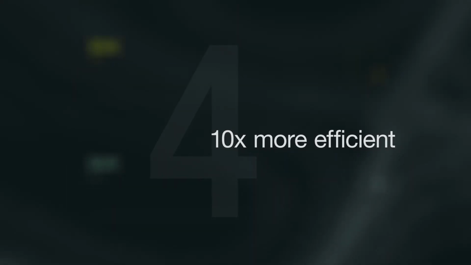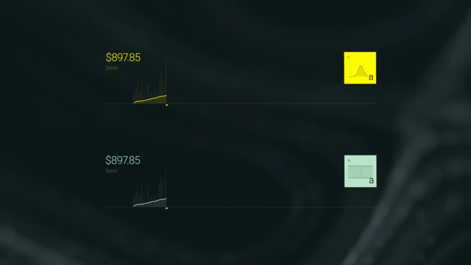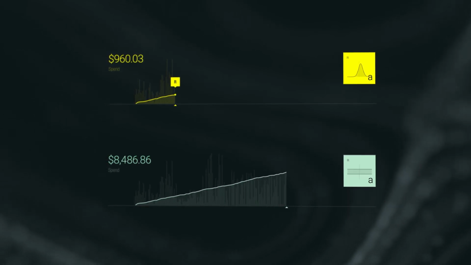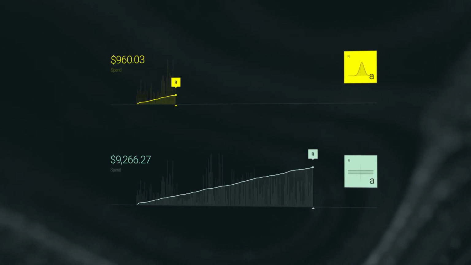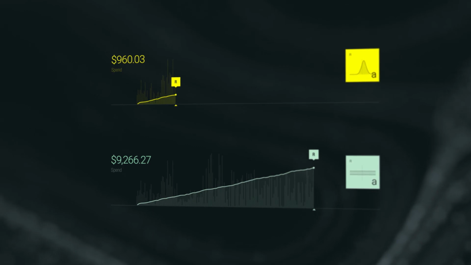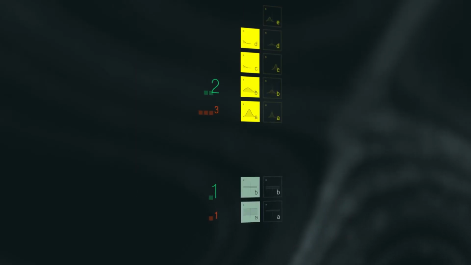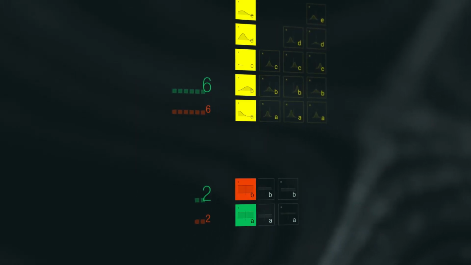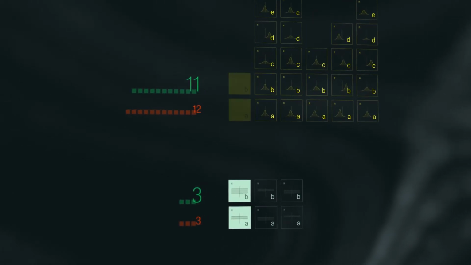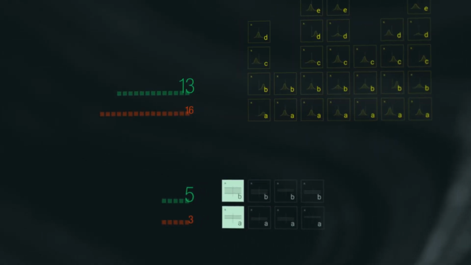Most importantly, Quantify is up to 10 times more cost and time efficient compared to significance testing. It requires 60 to 90% fewer observations or spend to generate meaningful conclusions. So you can test and learn roughly 10 times as much with the same budget and ultimately outpace your competition.